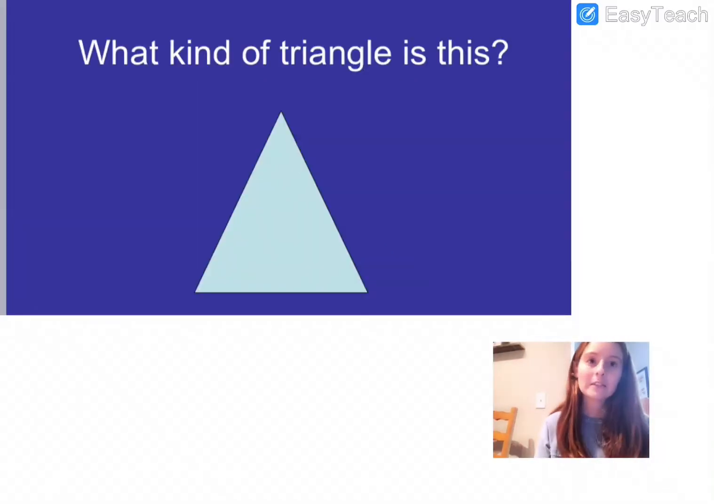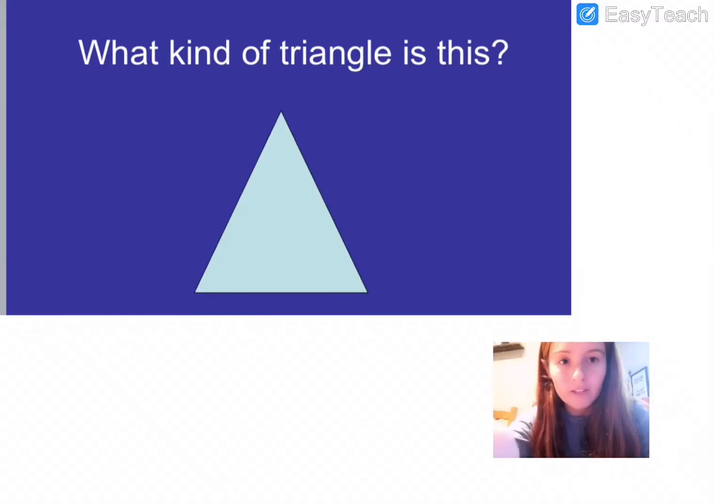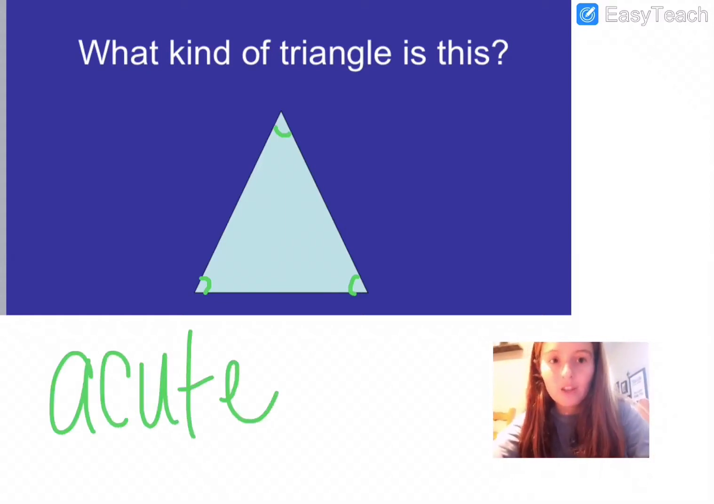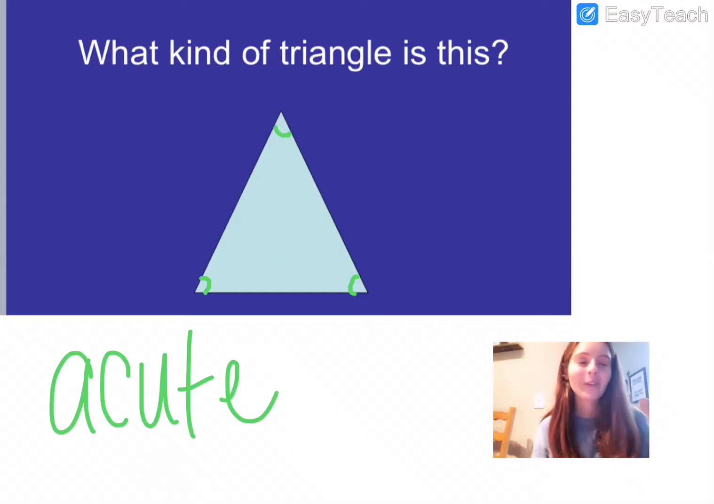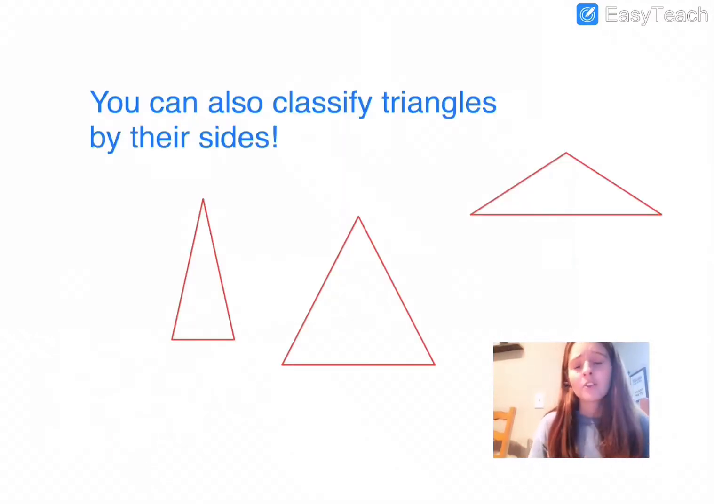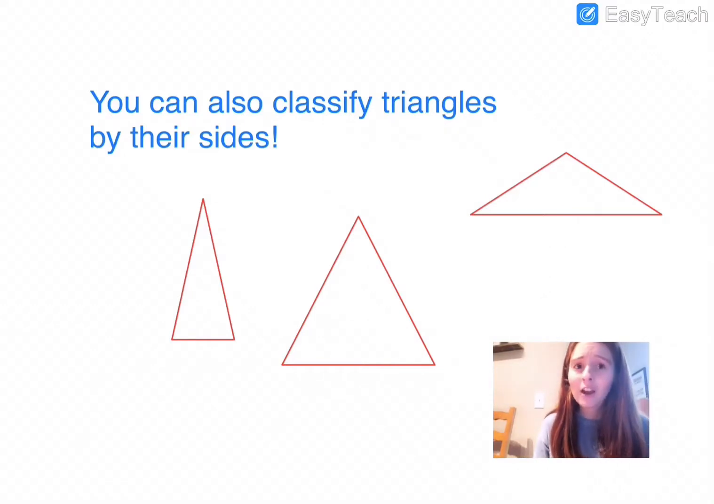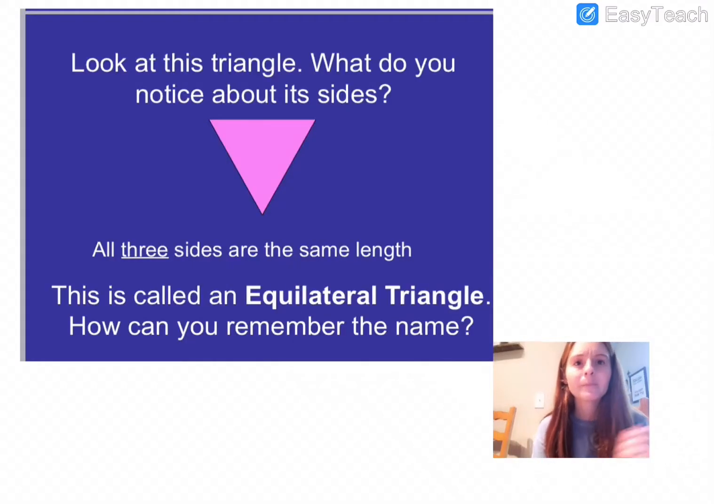What kind of triangle is this? When I'm looking at my angles, I see a small acute angle, a small acute angle, and another small acute angle. So this must be an acute triangle. All right. Now we talked about how to classify triangles by angles. Now we want to talk about how you can classify triangles by their sides. So let's do some examples of those.